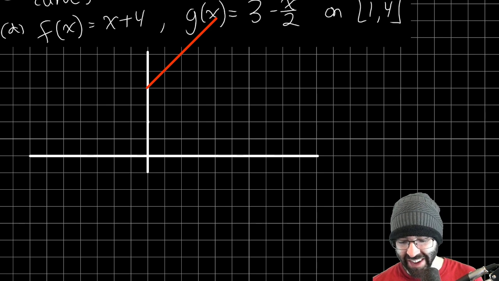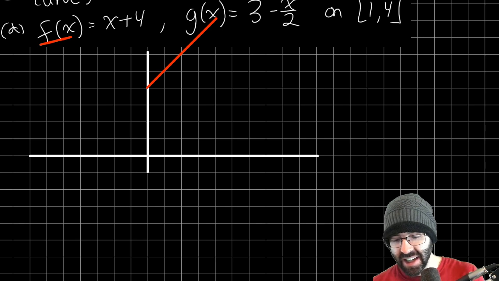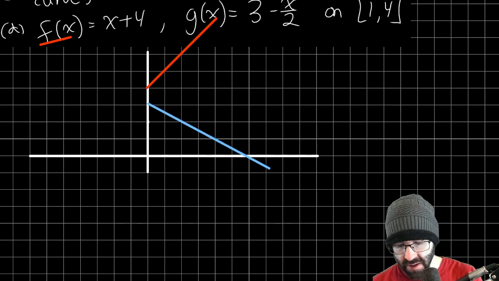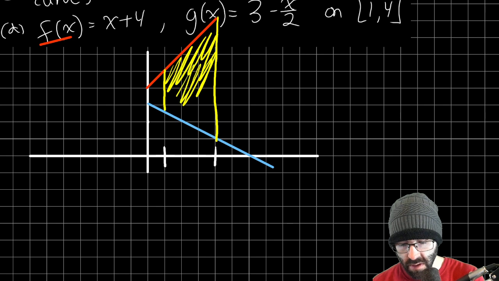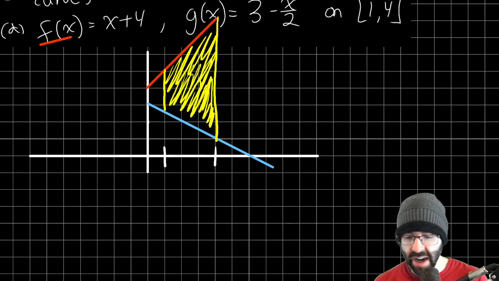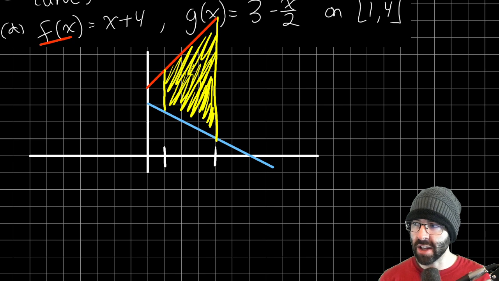I didn't give us quite enough room. And the second one, let's color code this. The second one is 3 minus x over 2. The y-intercept of 3 and slope of negative 1/2. Should look like this. And we're looking at the region from 1 to 4. Starting here, 2, 3, 4, up to here. Specifically, we are looking at this yellow region. How can we find the area of this yellow region?